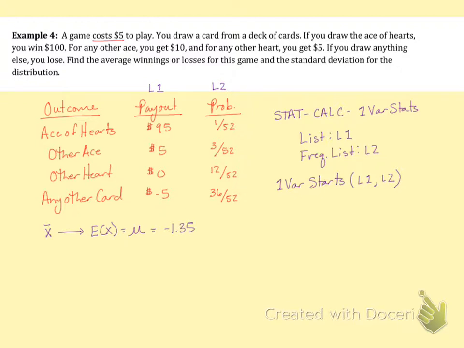The standard deviation is going to come from that sigma x. So this is the standard deviation of x. And on this we'll get $13.80. So what does this mean?